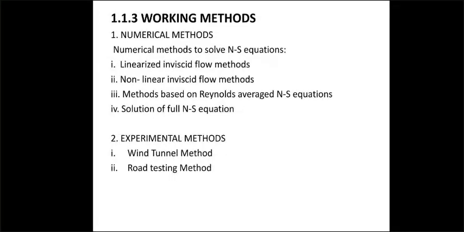It is the fourth part, like before the wind tunnel method. So when we come to the numerical method, the methods that we will be using are finite element, finite volume, and finite difference. So these methods will be used, and they are classified under linearized inviscid flow, non-linearized inviscid flow, method based on Reynolds average NS equation, solution of full NS equation. So these are the working methods. With the help of these methods, we will be doing the calculation of different factors of aerodynamics.